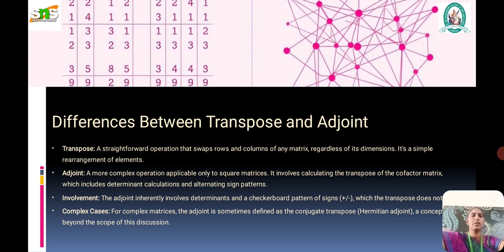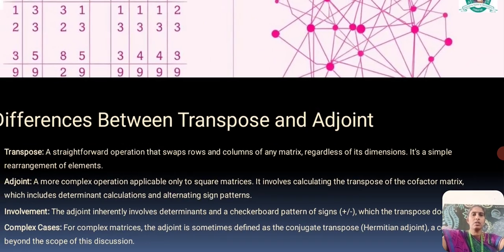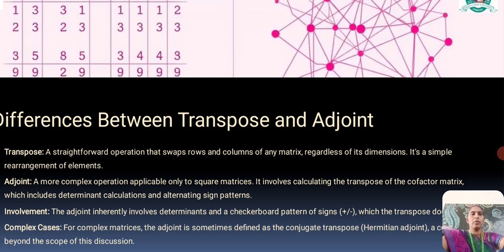What is the difference between the transpose and the adjoint of a matrix is given below. The transpose is a straightforward operation that swaps rows and columns of any matrix. In the adjoint, for a square matrix, the cofactors are calculated by giving alternate signs. So these are the concepts involved in the transpose and adjoint of a matrix.